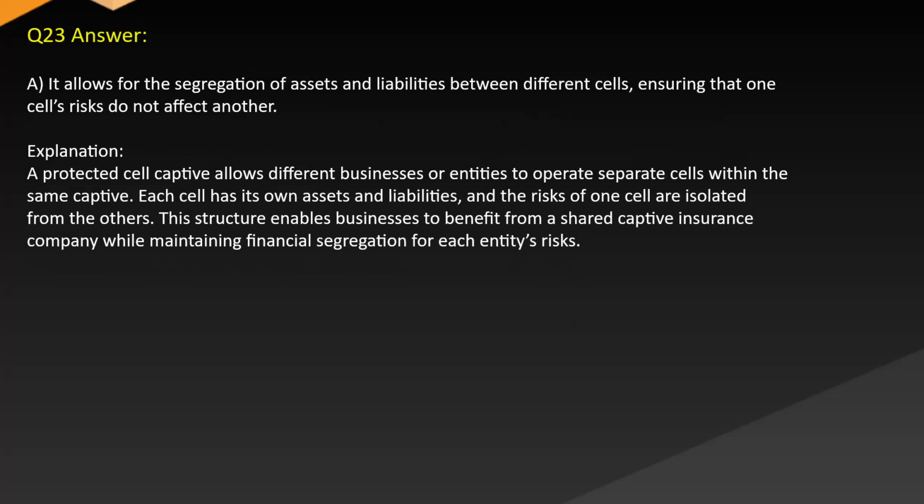Answer A. Allows for the segregation of assets and liabilities between different cells, ensuring that one cell's risks do not affect another. Explanation: a protected cell captive allows different businesses or entities to operate separate cells within the same captive. Each cell has its own assets and liabilities, and the risks of one cell are isolated from the others. This structure enables businesses to benefit from a shared captive insurance company while maintaining financial segregation for each entity's risks.